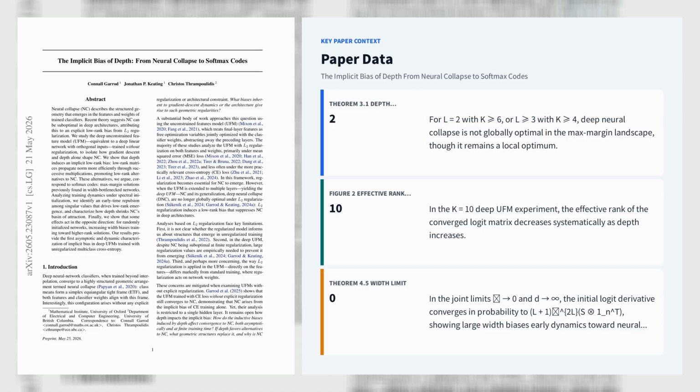The paper proves that dz/dt at time 0 converges in probability to a limit depending on L. Experiments on deep UFMs and ResNet-20 heads trained on MNIST and CIFAR-10 confirmed that increasing depth lowers effective rank, increasing width raises it, and lower rank solutions tend to generalize worse.